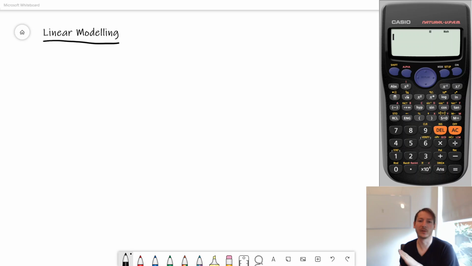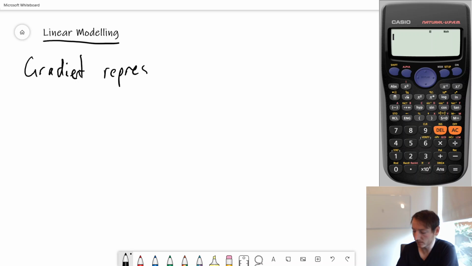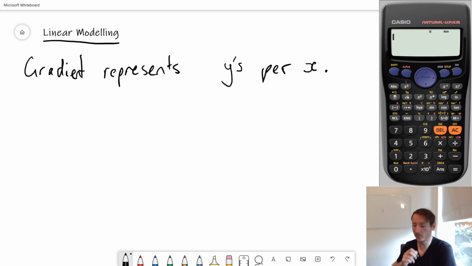So the first thing I'll say before we start anything is probably the one important thing you need to remember: gradient, spelled with an N, represents y's per x. Now that sounds a bit silly on its own, and that A is very illegible, but too late now. But whatever's on the vertical column, it's some number of those per whatever's on the horizontal axis.